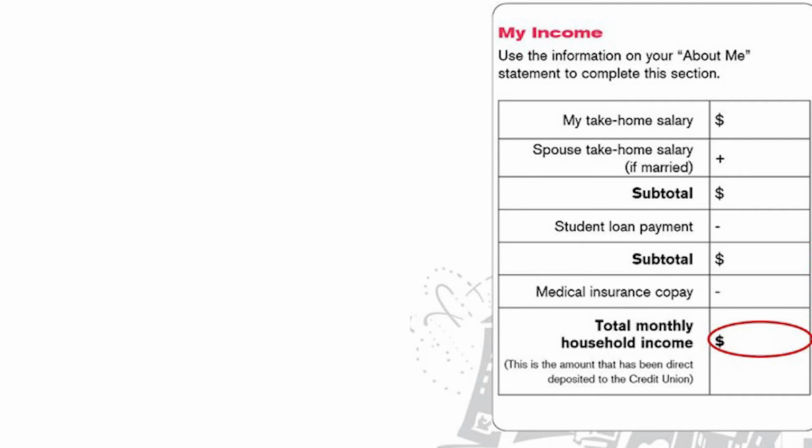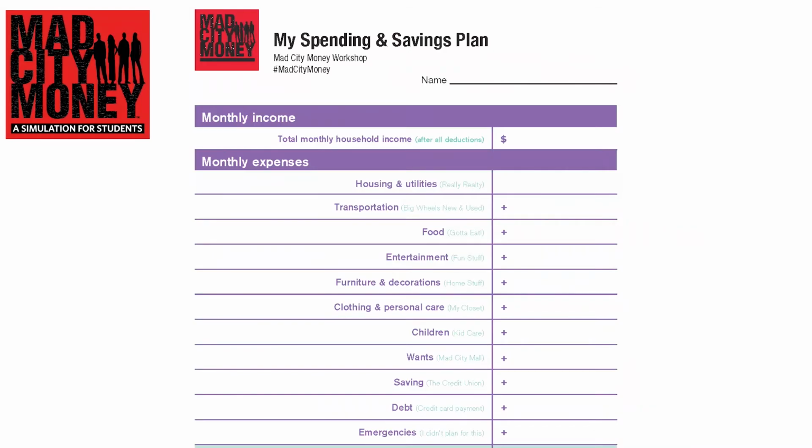Next is My Income. You're going to record each transaction and you're going to calculate your balance. And you'll key in your income. That is your total monthly household income, including you and your spouse if married. You're going to enter the final amounts on the My Spending and Savings Plan at the top.